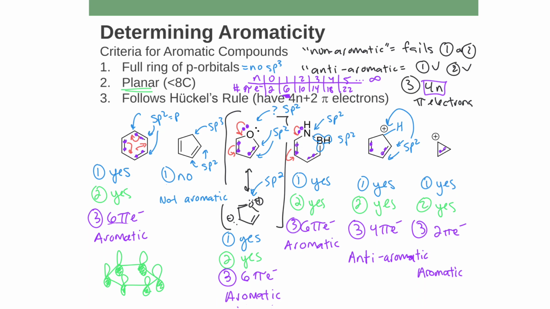So here's how we apply those rules, right? First, you're going to look for, do I have a ring of p orbitals? Or in other words, nothing is sp3 hybridized. And then I'm going to make sure that they're all planar, so they're all nice and flat. And then I'm going to follow Huckel's rule, which is just saying that the number of pi electrons needs to equal 2 or 6 or 10 or 14. We're not really going to see anything beyond that, but in theory, it could go up to infinity. So let's apply this to a couple more examples.